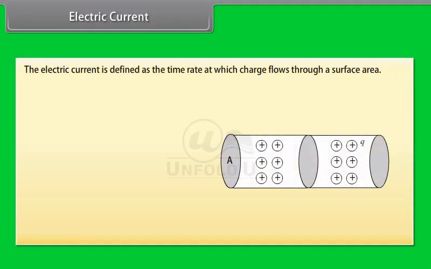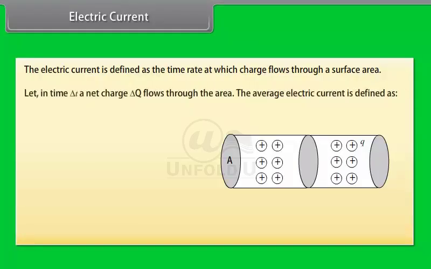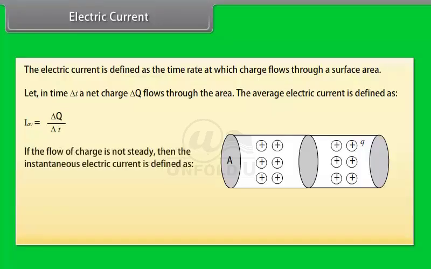Electric current. The electric current is defined as the time rate at which charge flows through a surface area. Let in time Δt, a net charge Δq flow through the area. The average electric current is given by Δq upon Δt. If the flow of charge is not steady, then the instantaneous electric current is given by dq upon dt.